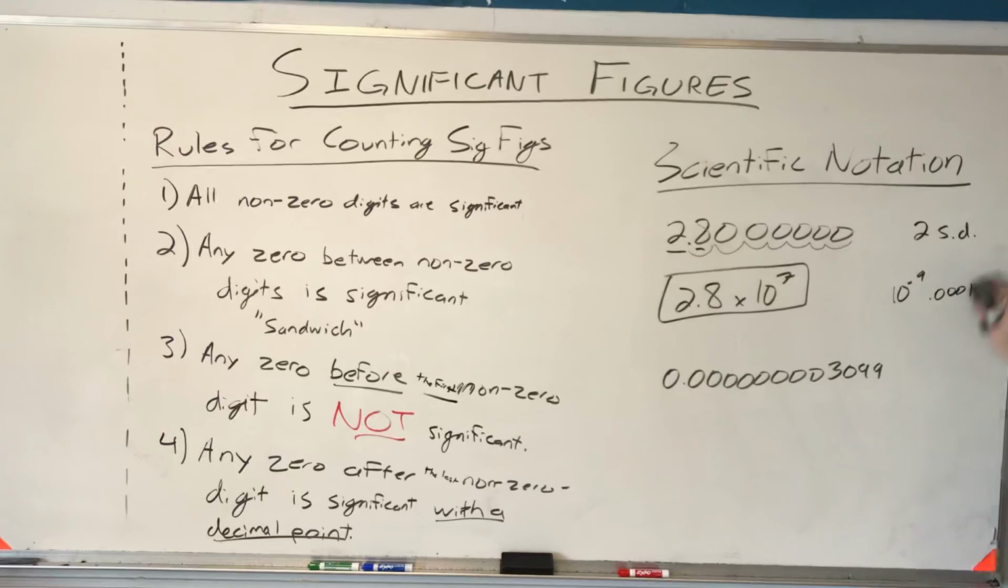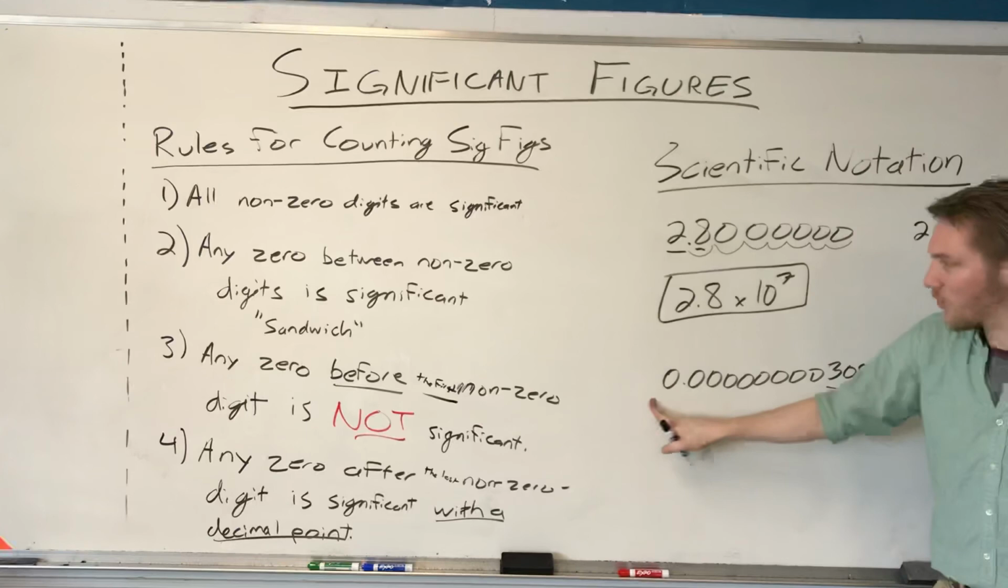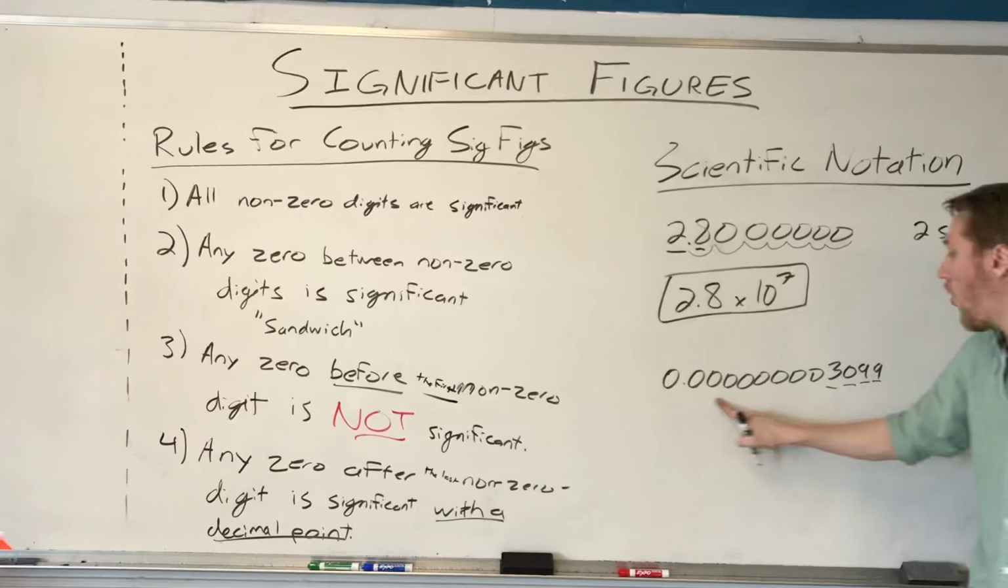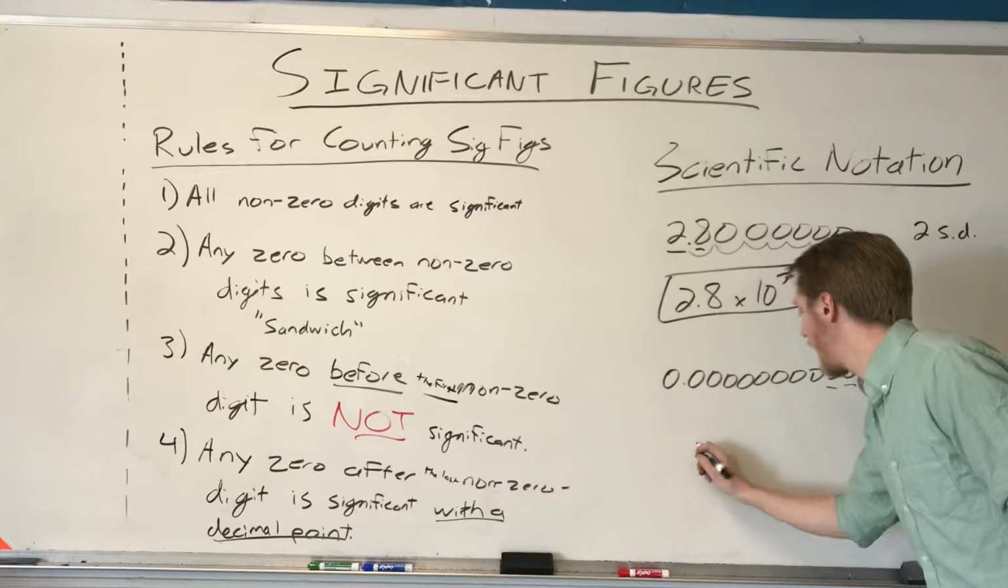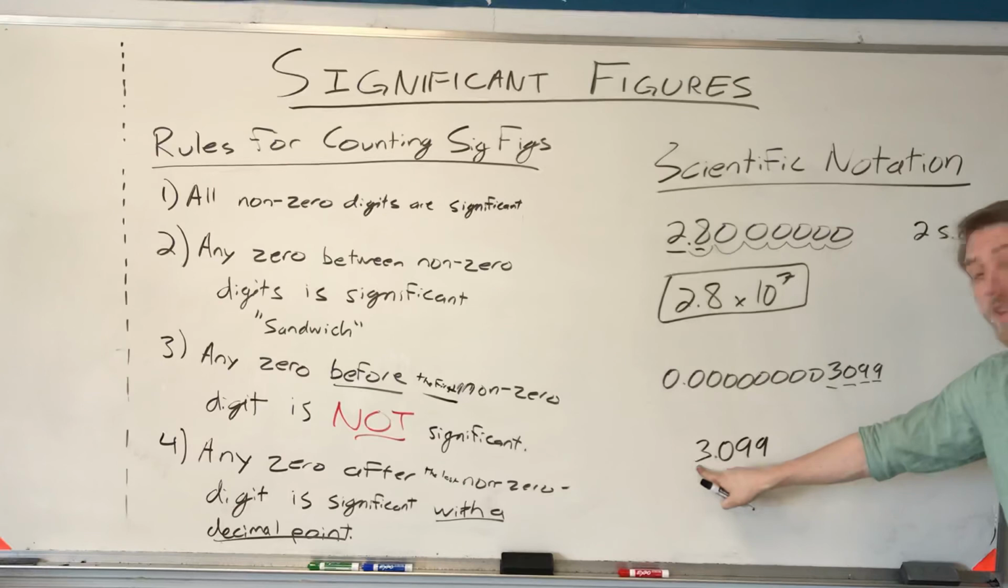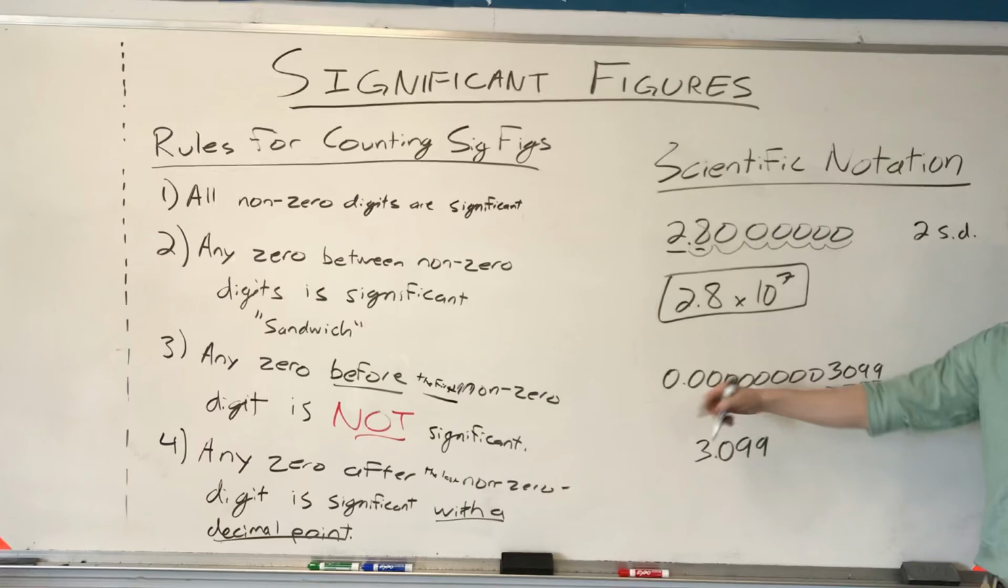So this is some really small number. Let's find the significant digits. Those are my significant digits, because the non-zero digits are significant. The sandwiched zero is significant by rule 2. And all of these zeros before the first non-zero digit are not significant. So these are only there to push the number over this way. So let's write this as a decimal number, 3.099, with 1 digit in the ones place, and then the rest as a decimal. And now let's move the decimal point to see how many times we should multiply by a fraction of 10.